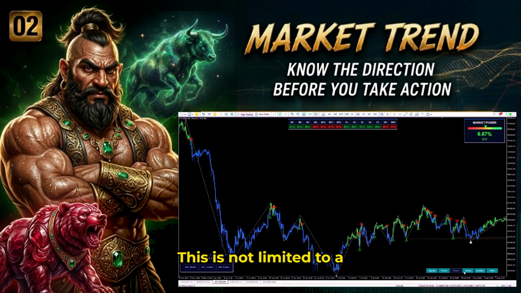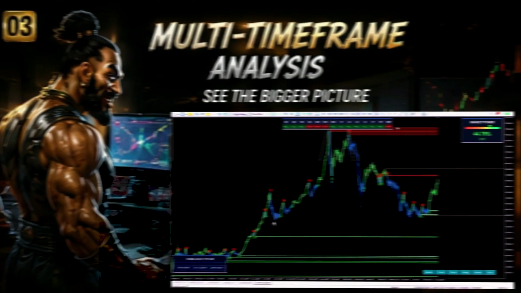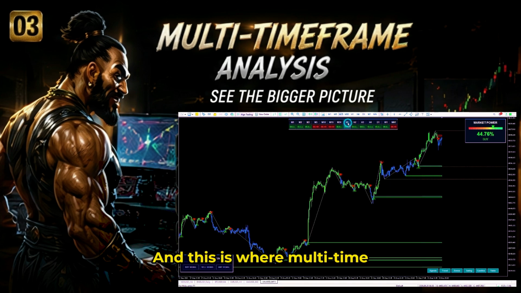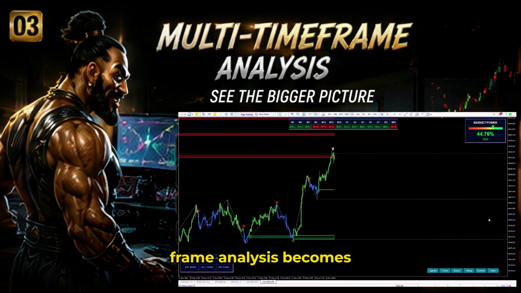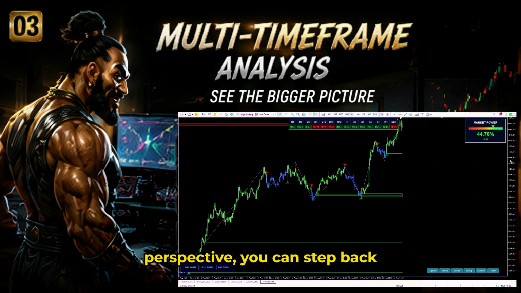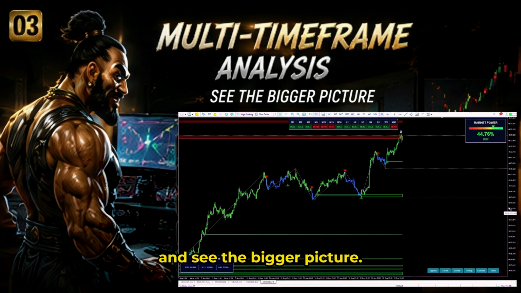But there's more. This is not limited to a single time frame. With its multi-time frame analysis, you can see the direction of the market across different time frames, because a bullish move on a lower time frame might simply be a pullback inside a bearish, higher time frame structure. And this is where multi-time frame analysis becomes extremely powerful. Instead of looking at the market from only one perspective, you can step back and see the bigger picture.